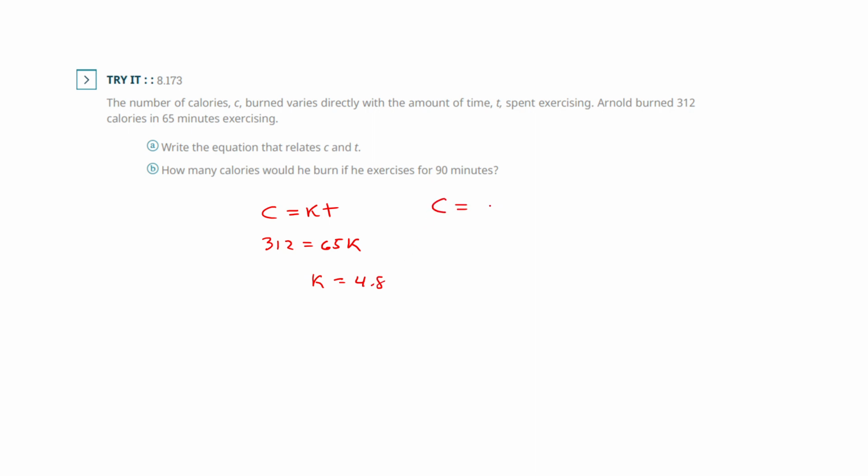So my equation is C equals 4.8 times time. This is the relationship they always maintain. T and C are directly in relationship to each other all the time. Okay, what if he exercised for 90 minutes? So what we would just do to find part B is just put in a time of 90. So I get calories is 432 calories.